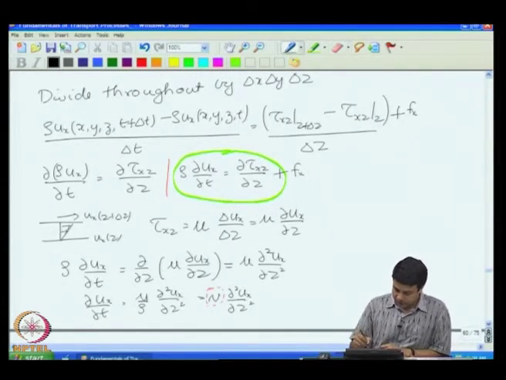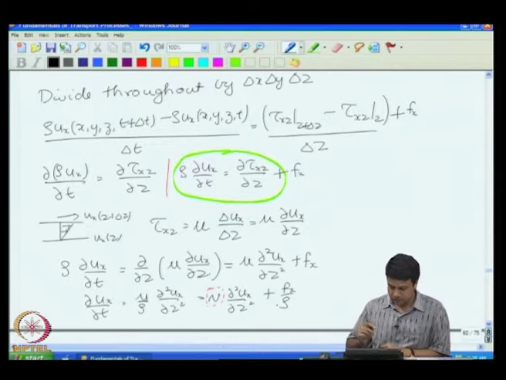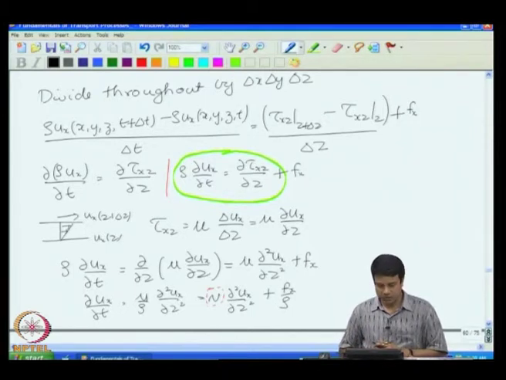this plus f x, or if you divide through by the density, f x by rho. Note once again, f x is the force acting per unit volume per unit time. I am sorry, the force acting per unit volume.